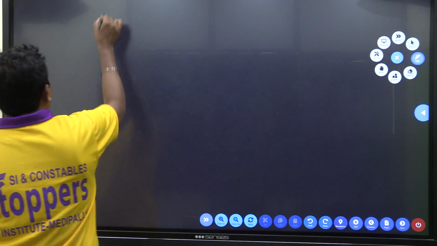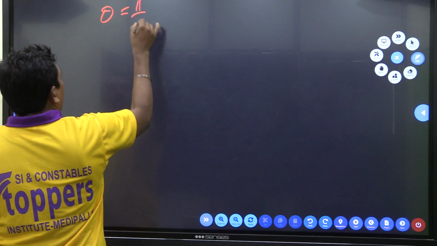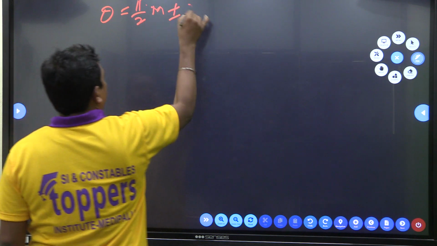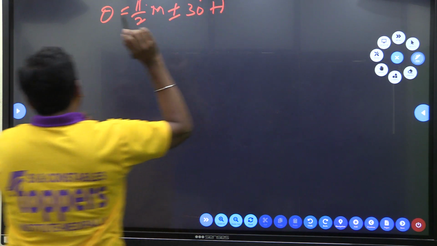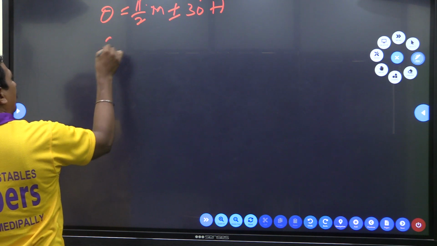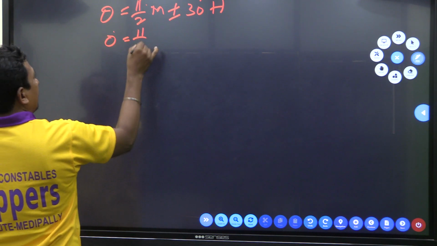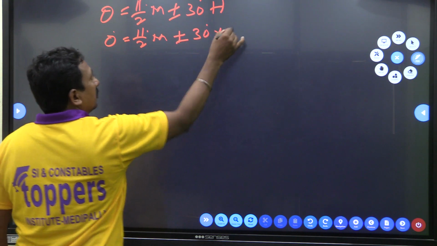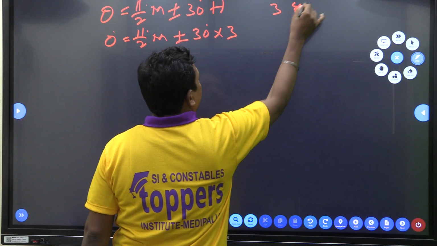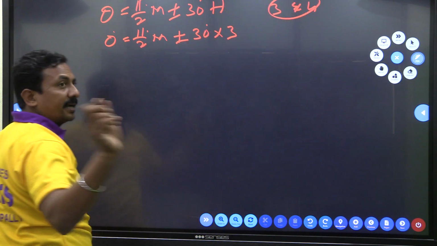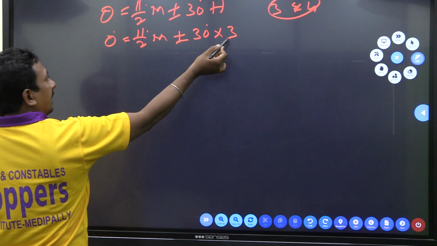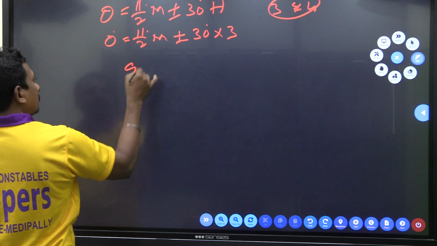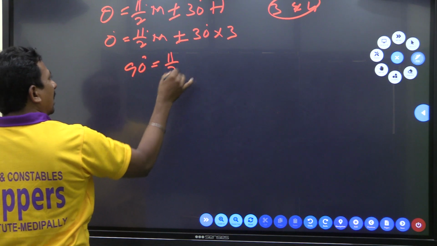Theta is equal to 11 by 2 degrees m plus or minus 30 degrees h. So theta is how much here? Find out. 0 degrees. 11 by 2 degrees m plus or minus 30 degrees into 3, meaning between 3 and 4 o'clock. So here 3 times 30 is 90. 90 degrees is 11 by 2 m.